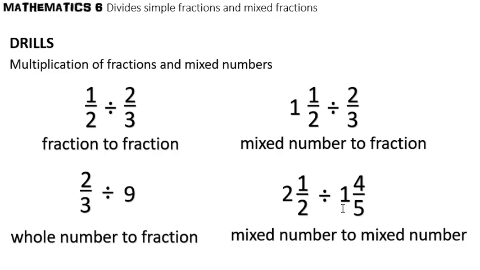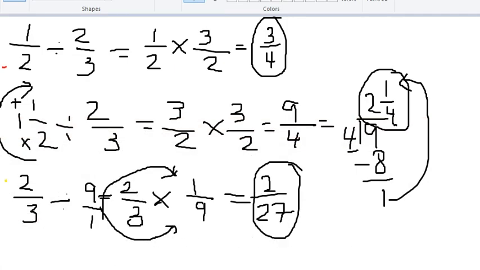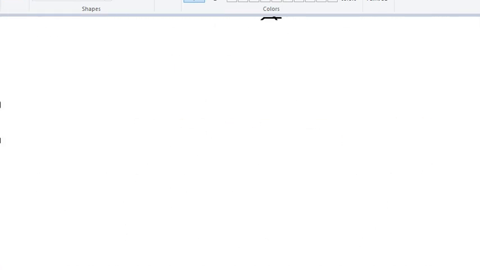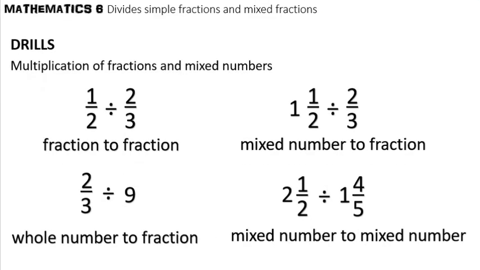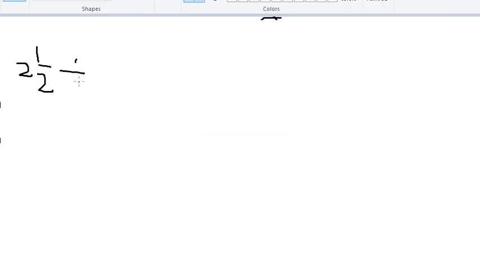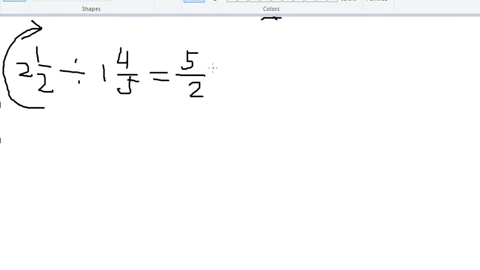2 and 1/2 divided by 1 and 4/5. So, gawin natin ay, sulat muna natin, 2 and 1/2 divided by 1 and 4/5. So, una, convert muna natin sila ng improper fractions. Convert. 2 times 2 is equals to 4. Plus 1 is equals to 5. Then, copy the denominator. Then, change yung division sign ng multiplication.